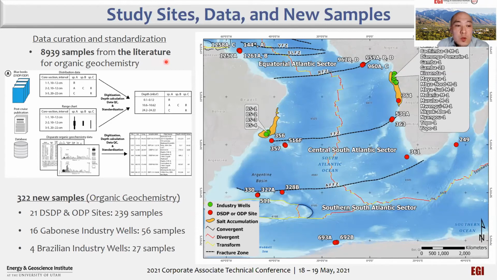The EGI Oceans workflow started with data harvesting, followed by data curation and standardization. We also analyzed new samples for organic geochemistry, including TOC, pyrolysis, palynofacies, bulk kinetics, biomarker, and isotope analysis. In addition to organic geochemistry, we also gathered data for micropaleontology and analyzed new samples for age interpretation and paleoenvironmental reconstruction.